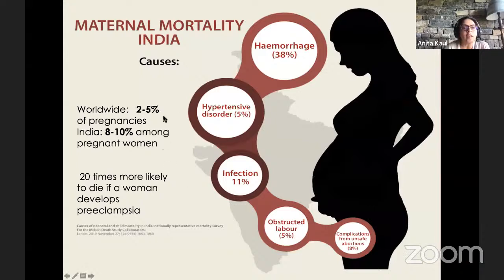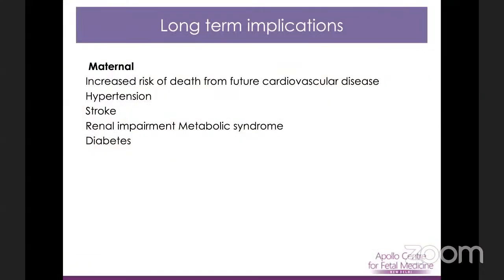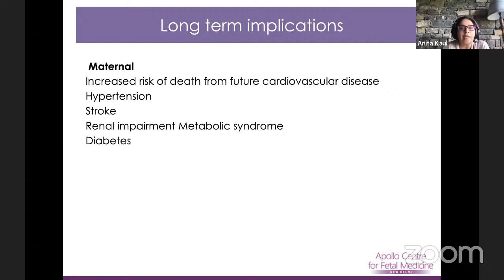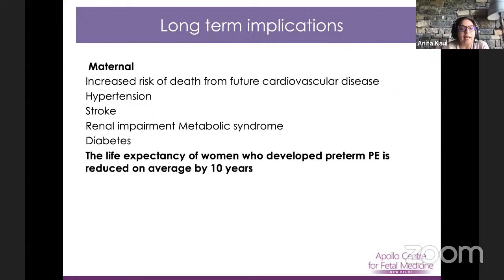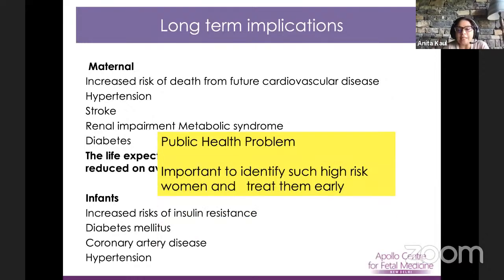So it's not only a problem that women die from it, but the reason that it is so important and why it's a public health problem is because women who develop preeclampsia have their life expectancy reduced by an average of 10 years, because they're at increased risk of death from different cardiovascular complications. And even children born of these women are more at risk of coronary artery disease and diabetes and so forth. So for us, it is a public health problem.